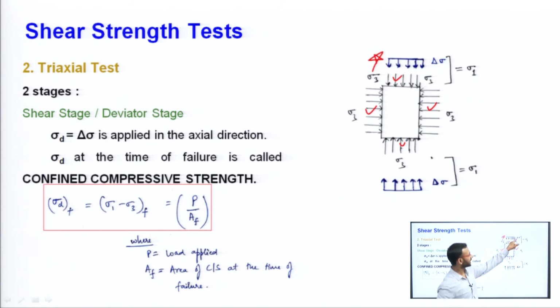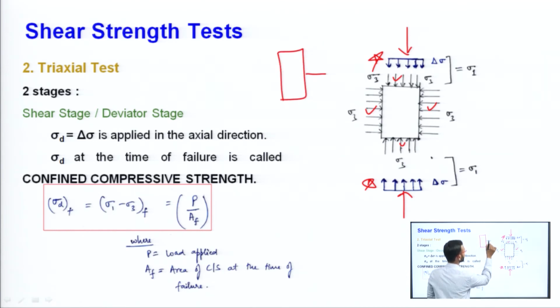Okay, this delta sigma, you are only applying it in the vertical direction. In the vertical direction means this here and this here. These are the two things here, delta sigma, delta sigma. Now you can understand how much force and how much stress is acting in the horizontal direction here, that is sigma 3.